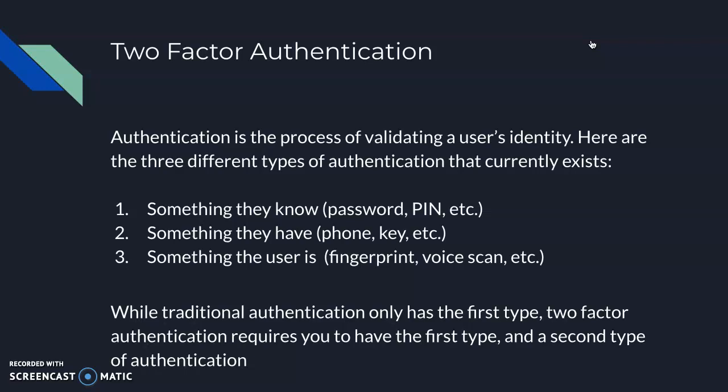If we talk about this whole process, we're talking about authentication, which is where we're validating a user's identity in a given application. Now, there are three types of authentication. Something that you know, a password or PIN, which we've already gone through. Something they have, a phone, a key, something that they had previously. And then something the user is. That can be a biometric check, so a fingerprint, voice scan, or face ID. Those are the categories for the authentication systems.